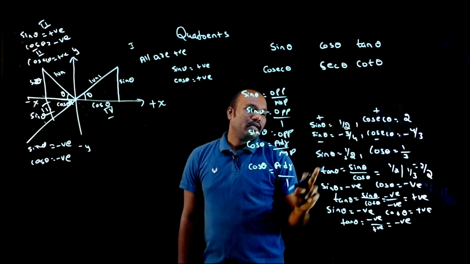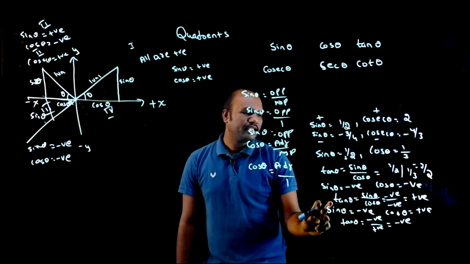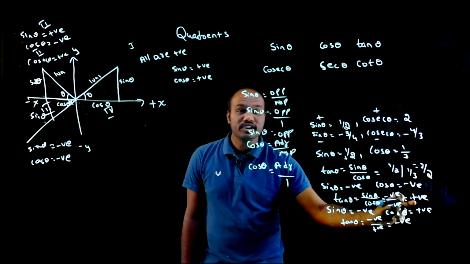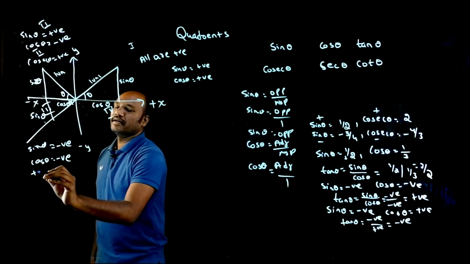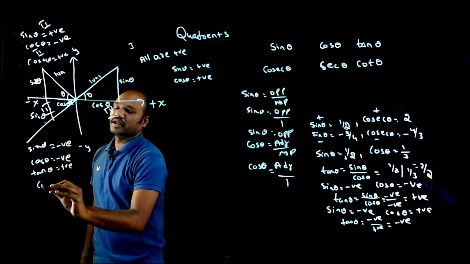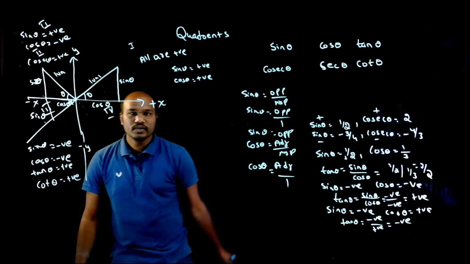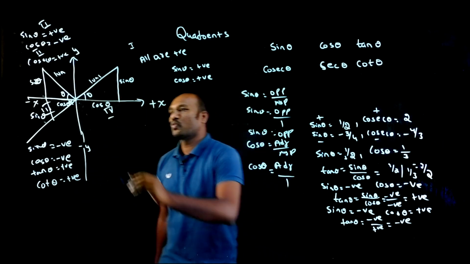But tan theta is sin theta by cos theta. So sin theta is negative, cos theta is also negative. Negative by negative is positive. So in the third quadrant, tan theta is positive. What about cot theta? Cot theta will also be positive. Yes or no? Yes.